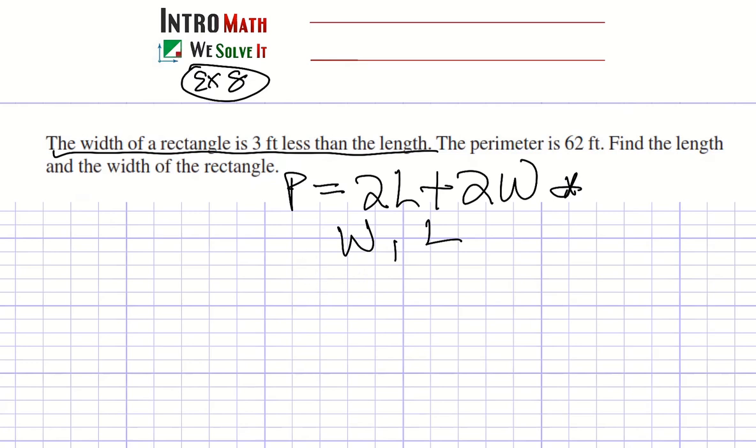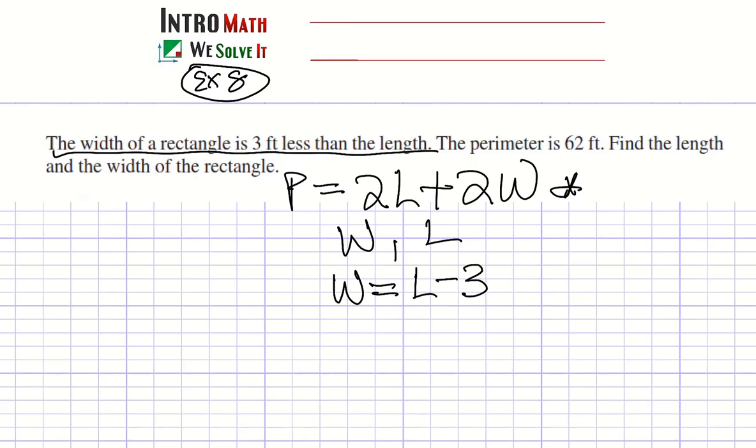So what they're saying there is the width is equal to length minus 3. That's what they're saying. 3 feet less than the length. You see what they're saying there? Don't read too much into that. If you read too much into it, you may get confused. That's all it says there. Just read it carefully.